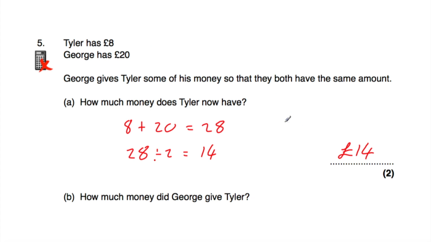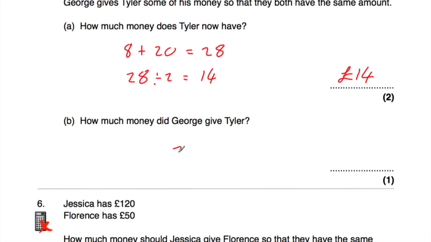That means George's amount of money has gone down by £6. So that means that George must have given Tyler £6. And if we check it, £8 plus £6 would be £14. So that means that he gave him £6 because 20 take away £14 is equal to £6. So that means that George gave Tyler £6.